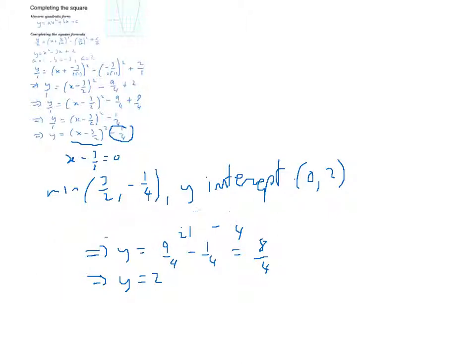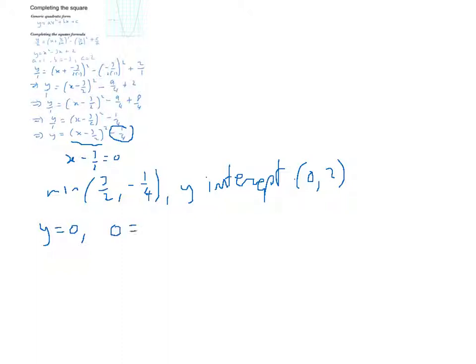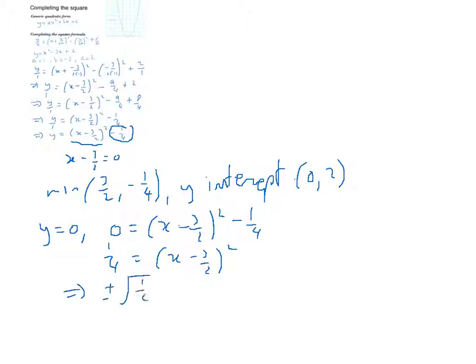Let's rub this out and find out where the graph crosses the x-axis this time. So of course on the x-axis y equals 0. So therefore 0 equals x minus 3 over 2 all squared minus a quarter. We need to get it in the form x equals, so let's bring this minus a quarter over. So we get a quarter equals x minus 3 over 2 all squared. We then need to square root both sides, which gives us plus or minus the square root of 1 over 4 equals x minus 3 over 2. And finally, let's get rid of this minus 3 over 2. Let's bring that over to the other side.